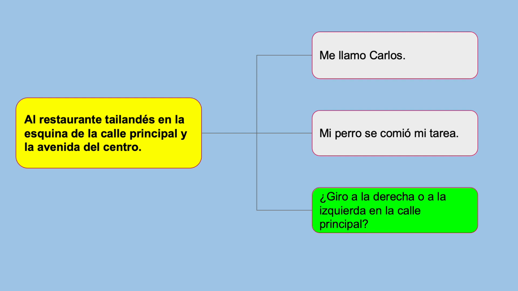The first, me llamo Carlos, is my name's Carlos. Option 2, mi perro se comió mi tarea. My dog ate my homework. Neither of those two options would be appropriate responses to al restaurante tailandés en la esquina de la calle principal y la avenida del centro, which is to the Thai restaurant on the corner of Main Street and Central Avenue.